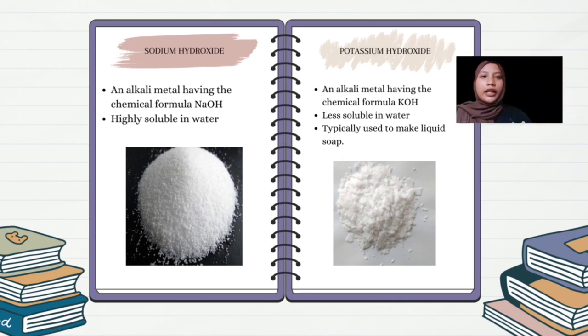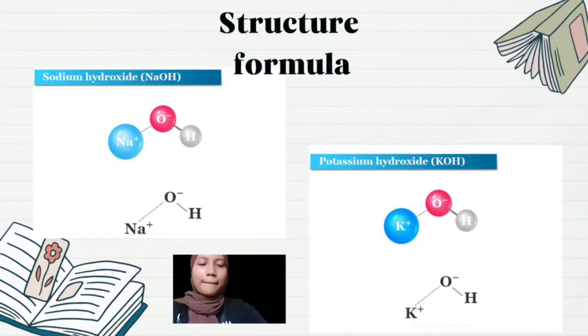Like you see, I have an example image of sodium hydroxide and potassium hydroxide. So here you can see the difference of sodium hydroxide and potassium hydroxide. For sodium hydroxide, the condition is more to powder, but potassium hydroxide is more to snippets of pieces.